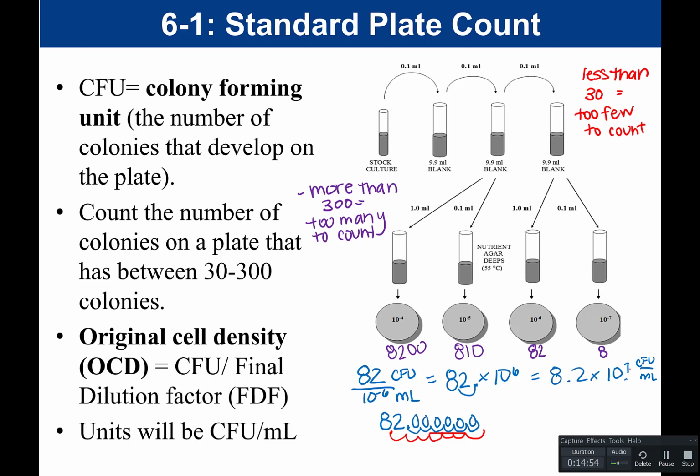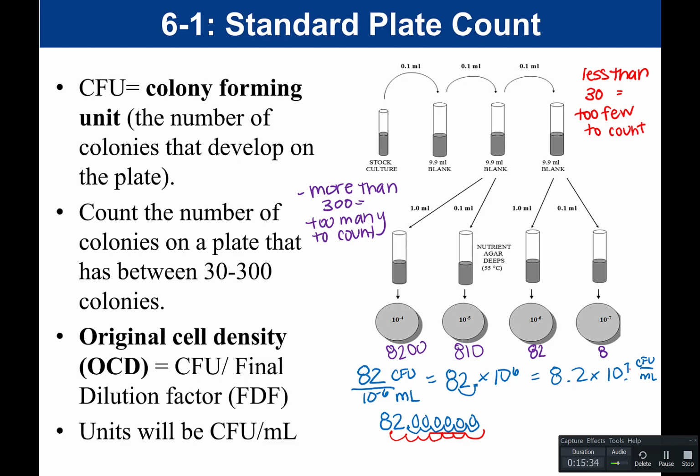Now, notice that my titer is CFUs per milliliter. There's a question in your question set that says, how do you calculate the total number of microorganisms? So what that means is if my original stock was only 1 milliliter, my total number of organisms would be 8.2 times 10 to the 7th, because that's the amount of bacteria per milliliter. So if I only have 1 milliliter, that is going to be my total number of bacteria.